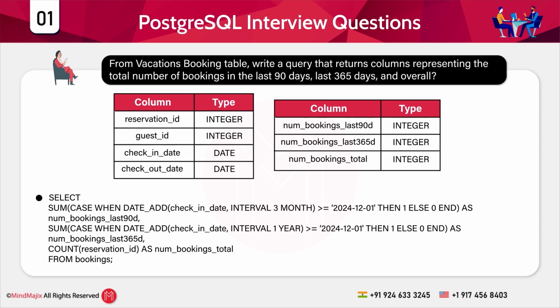So that is why we are mentioning over here count reservation IDs, like total number of reservation IDs, as num bookings total. And we are extracting all of this from the bookings table. So I hope you have understood this query. And now let's move forward to the next question.